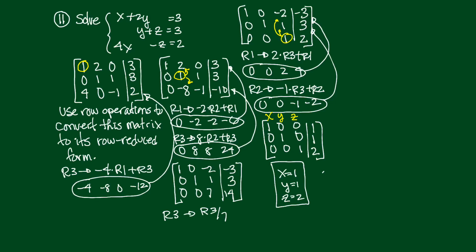Or I can write this as an ordered triple, 1, 1, 2, indicating the point at which the three planes intersect.